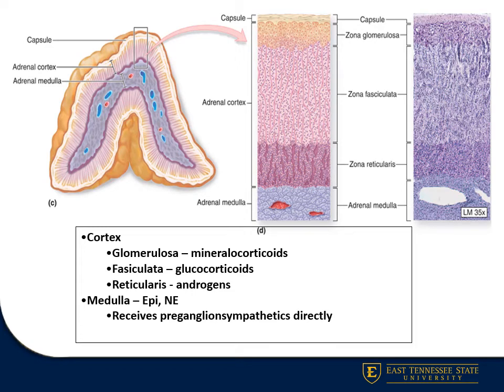So I told you there was a cortex and a medulla. You'll learn much more about this in some other courses, but the cortex can be divided into glomerulosa, fasciculata, and reticularis, and that's where our mineralocorticoids, glucocorticoids and androgens are secreted. The medulla is where our epinephrine and norepinephrine is secreted under sympathetic direction.